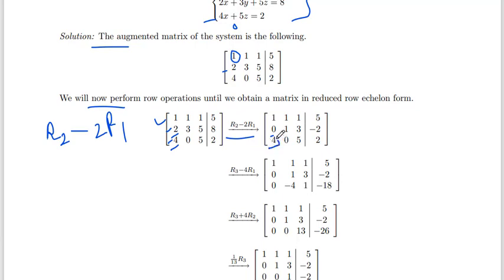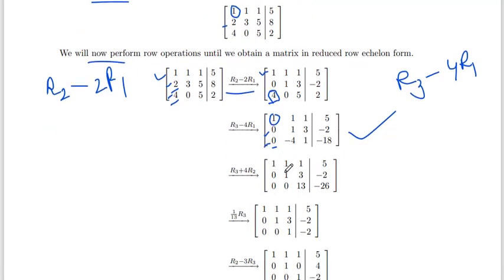Now we also want to transform this element into 0. So how do we transform it? R3 minus 4R1. So this element will become 0. Okay, the first step is clear now: first a leading one and then 0 elements below it.